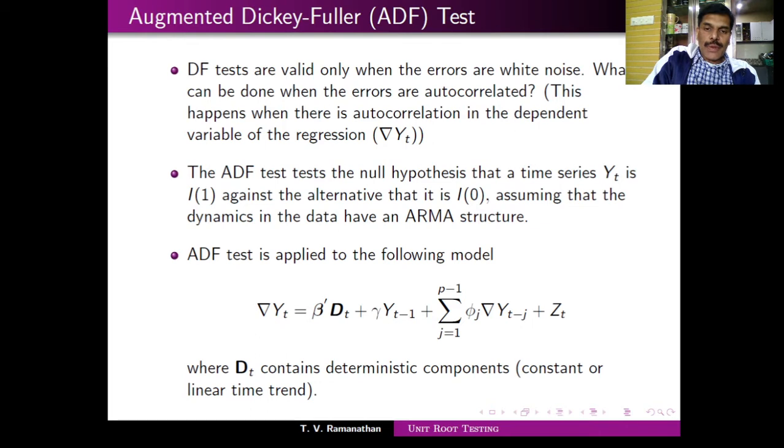Addressing this problem is basically, you add these augmented variables into the model, and that's why this is called the augmented Dickey-Fuller test, or ADF test. So how is this done? You are basically adding the differences. This particular term will be added to that. So the ADF test has a null hypothesis that the time series is I(1) against the alternative that it is I(0).